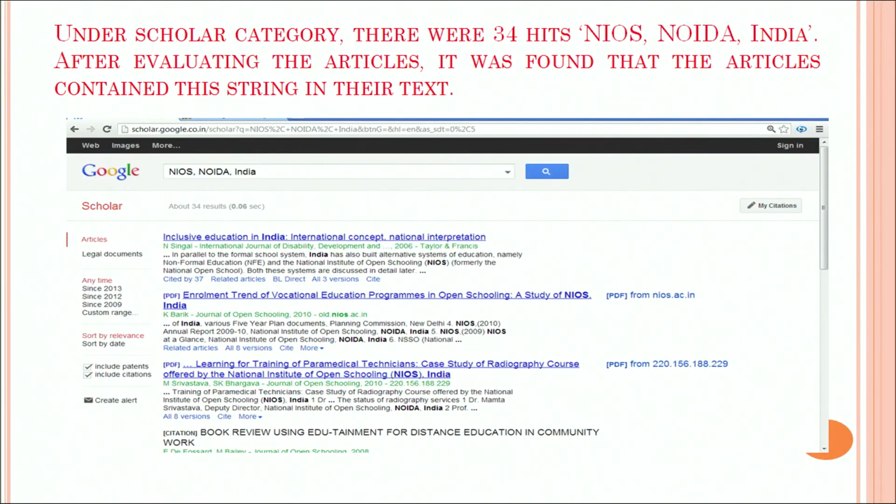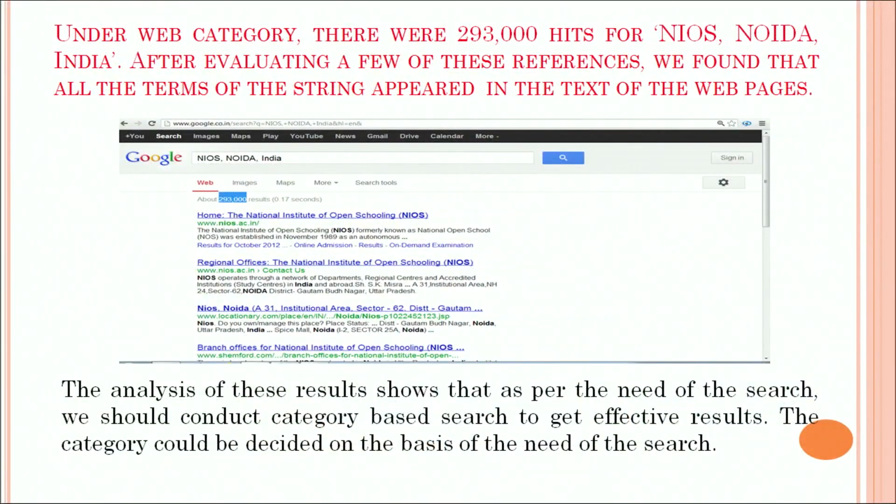This is also related to NIOS, where you can get the scholarly information for the students. This is the screenshot for that. Now all their terms in the string appeared in the text of these web pages. The analysis of these results shows that as per the need of the search, we should conduct category based search. To get effective results, the category should be decided on the basis of the need of the search.